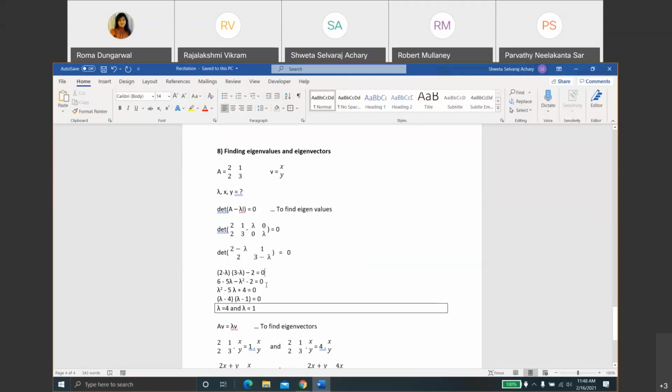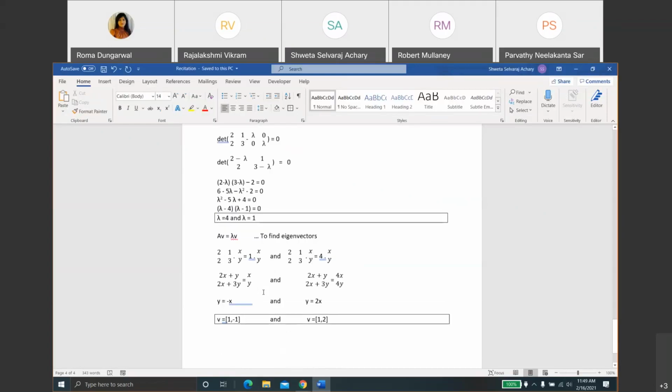When you solve this polynomial equation, you will get lambda equals 4 and lambda equals 1. So these are your eigenvalues. Now, how do you find your eigenvector? You simply substitute the lambda value in this equation, AV equals lambda V.